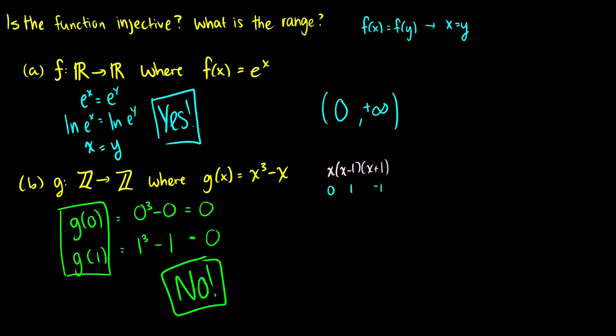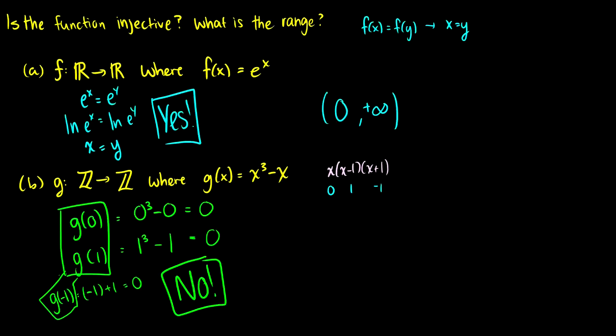Okay, and you can also check here g of negative 1, which would end up being negative 1 minus negative 1, which also equals 0. So we can see that there's actually three elements in the domain that map to the same element in the codomain. So what's the range of this?